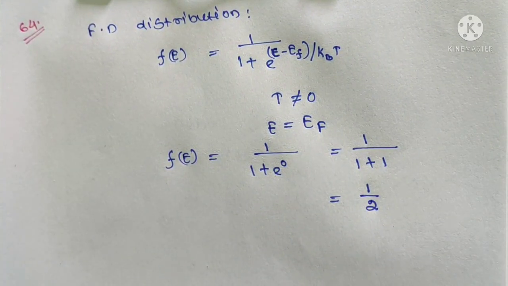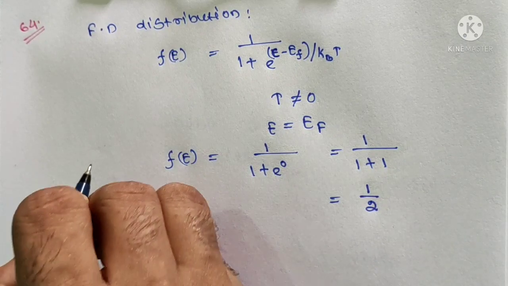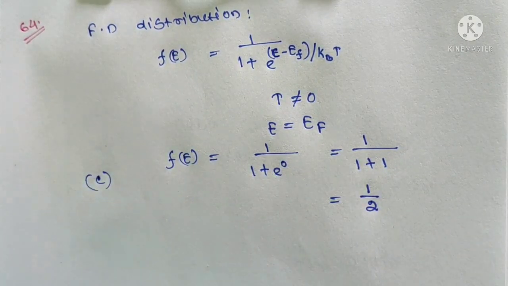So your correct option is option C. The probability of occupation of the highest electron state in the valence band at room temperature will be high.